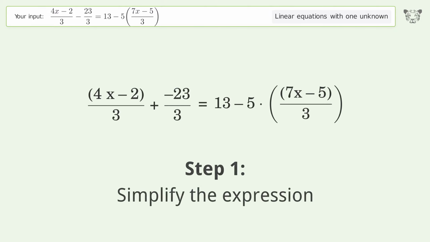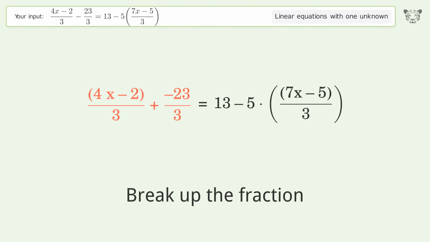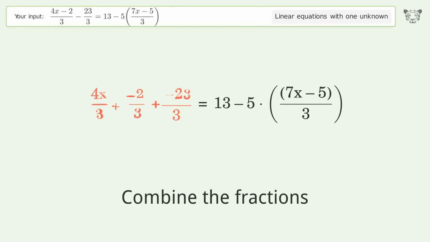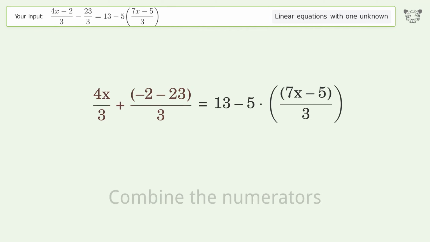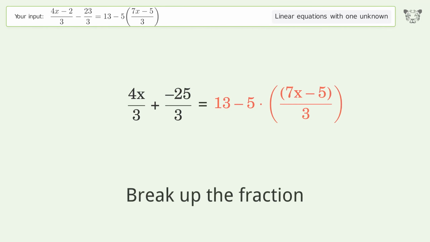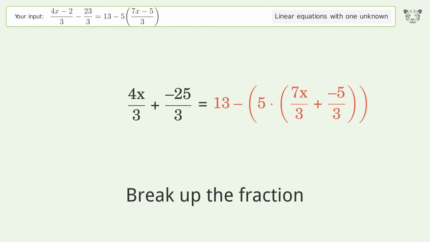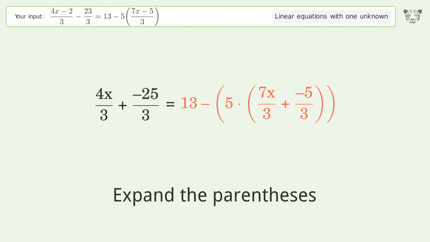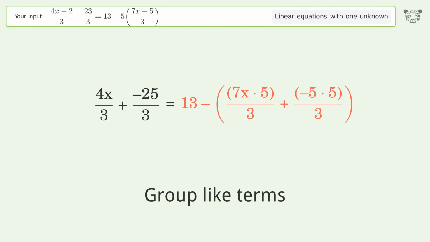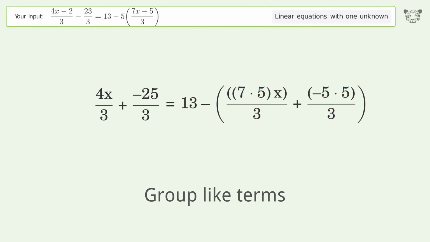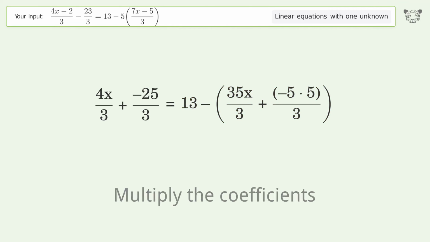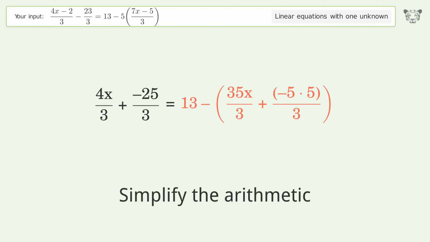Simplify the expression. Break up the fraction. Combine the fractions. Combine the numerators. Break up the fraction. Expand the parentheses. Group like terms. Multiply the coefficients. Simplify the arithmetic.